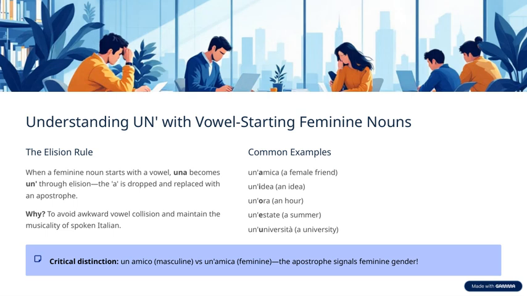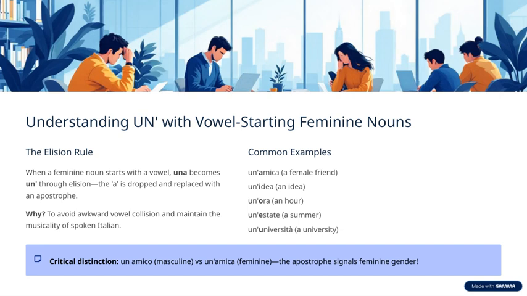Now let's look at understanding un' with vowel-starting feminine nouns. The key rule here is the elision rule. When a feminine noun begins with a vowel, we change una to un' by dropping the a and replacing it with an apostrophe. This isn't just a grammatical quirk, it's actually about maintaining the musical flow of spoken Italian. If we didn't do this, the words could clash awkwardly, making speech sound less smooth. For example, we say un'amica for a female friend, un'idea for an idea, un'ora for an hour, un'estate for a summer, and un'università for a university.